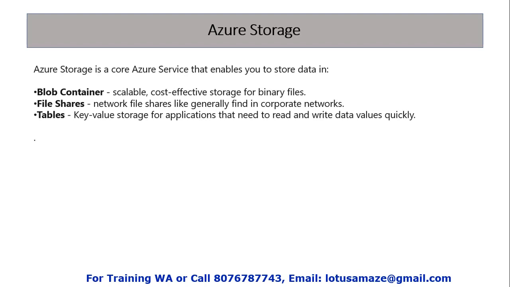Then second is file share. This is a network file share, generally used in corporate networks, and we can store files here. Then third is tables, wherein we have key value storage for applications, from where applications can read and write data values quickly.